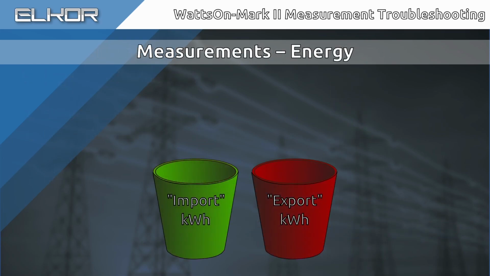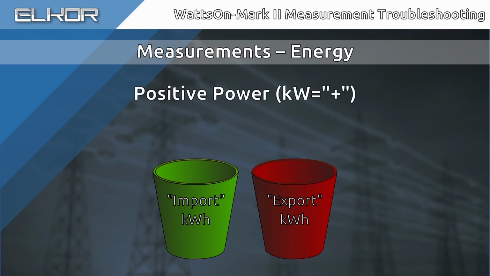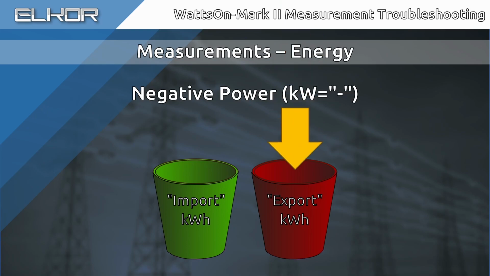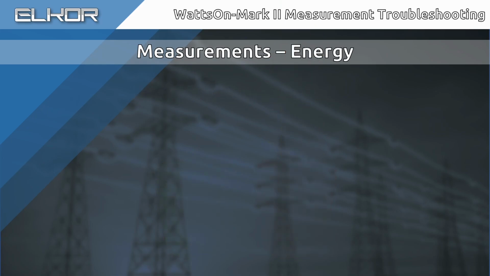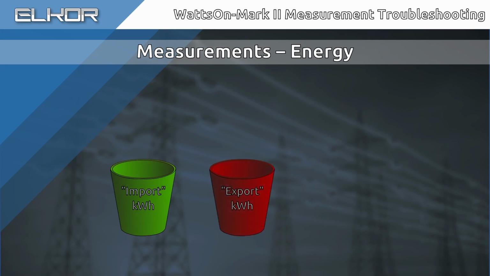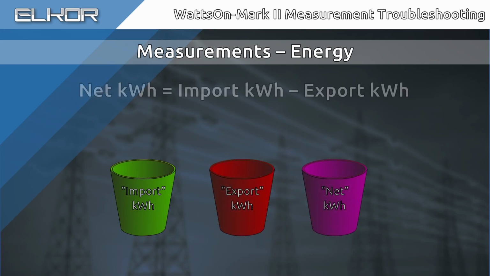It is important to understand how energy is accumulated and calculated. When power is positive, energy is accumulated into the respective import energy register. This occurs on a per-phase basis. When power is negative, energy is accumulated into the respective export energy register. Both the import and export energy registers are always positive. Net energy is the result of subtracting export from import. As a result, if the export value is larger than the import value, the net energy register can show a negative reading.